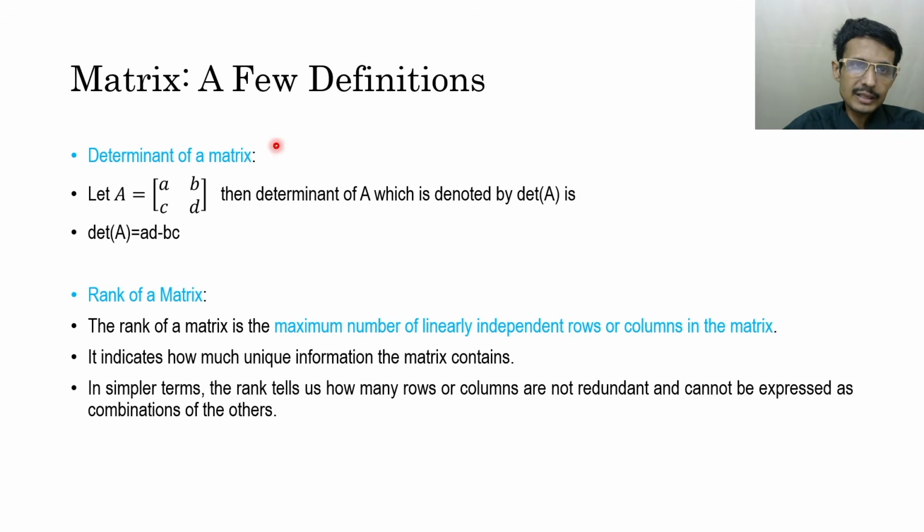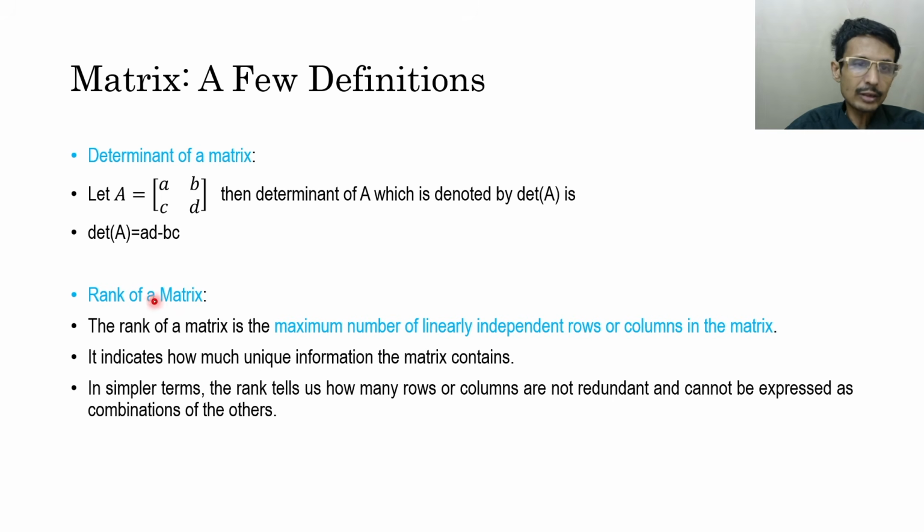Next, some definitions of the matrix. First, most important, what do we mean by the determinant of a matrix? Let A be a matrix [[a, b], [c, d]]. The determinant of A, which is denoted by det(A), is basically ad minus bc. That is the definition.